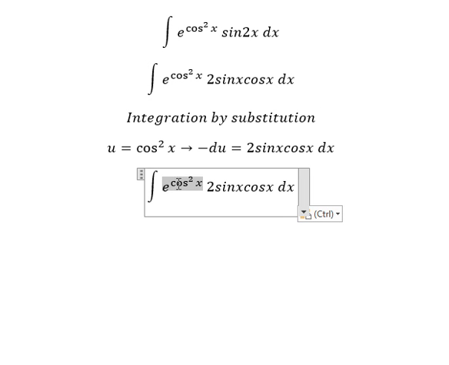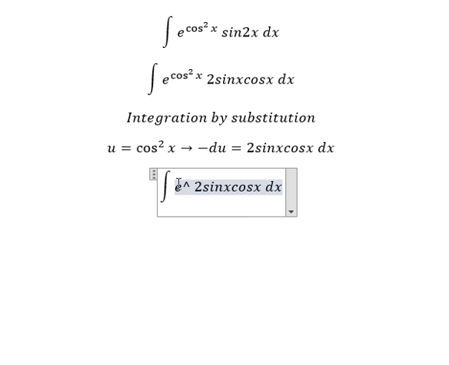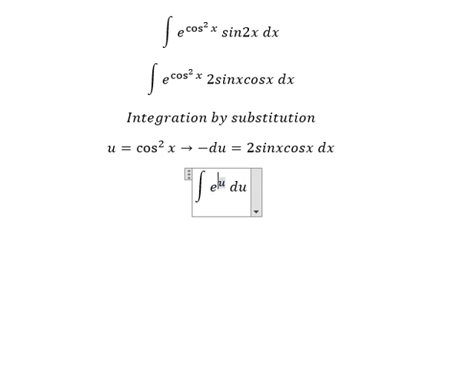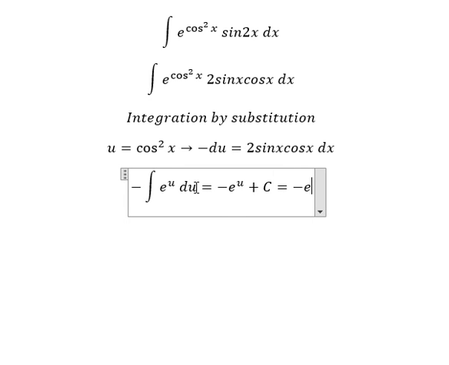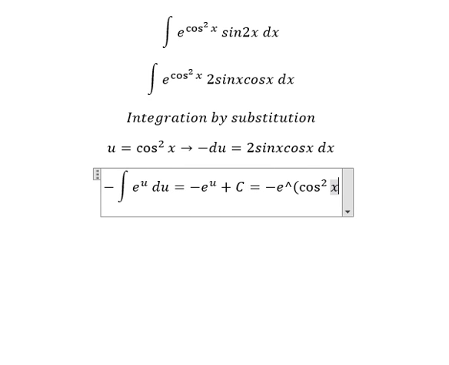This one we change for u. 2 sin x cosine x dx we change for negative du. The integration of this one, we have negative e to the power of u plus c. About u, that's cosine squared of x. And we put c.